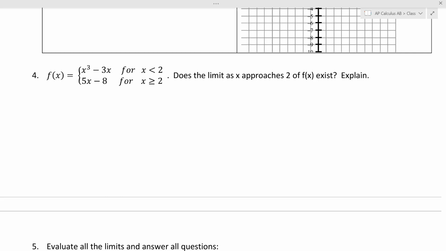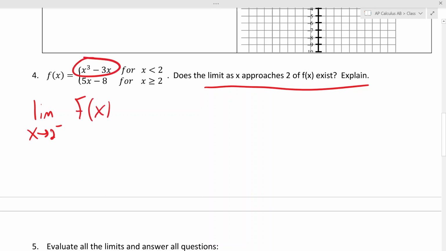I'm asking, does the limit as x approaches 2 exist? You can graph it if you want. You don't have to. Because this thing splits at 2, the left-hand limit, as we approach 2 from the left, is this function. So that's x less than 2. You just plug 2 into it. I can't make it any easier. When you plug 2 into there, you get a 2.